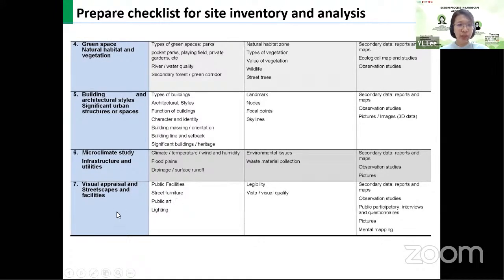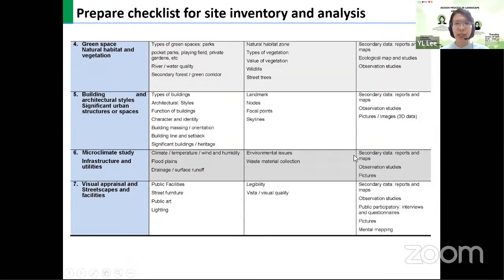Visual is very important, and also streetscape studies, because this will help you, especially on the aesthetic part when you do a design on the landscape, and also the visual legibility. Because when we talk about visual, it guides a user for directions or the legibility of one area.